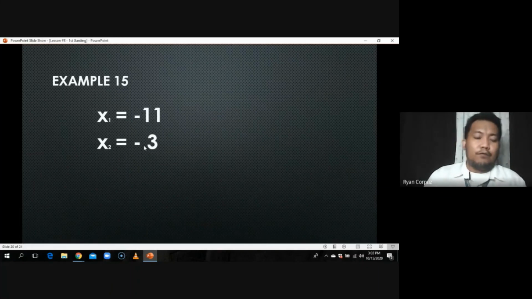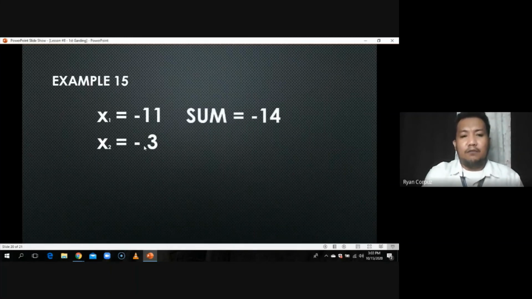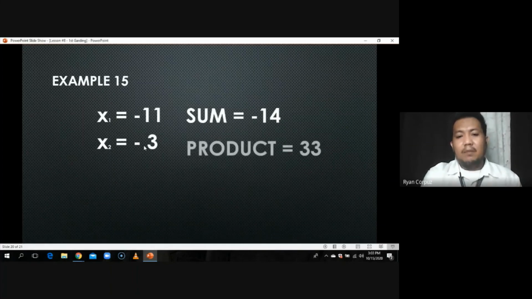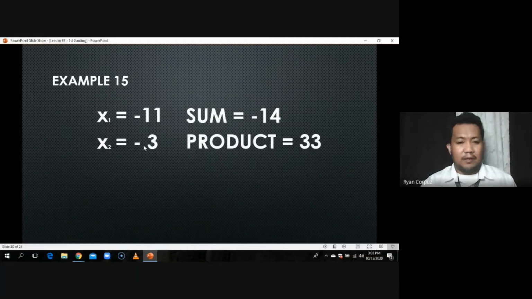Example number 15. The roots are negative 11 and negative 3. Again, what would be the sum of the roots? Negative 11 plus negative 3 will have negative 14, while negative 11 times negative 3, we come up with positive 33. So let's form now the quadratic equation.